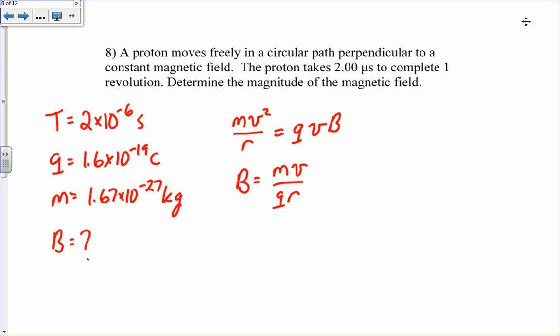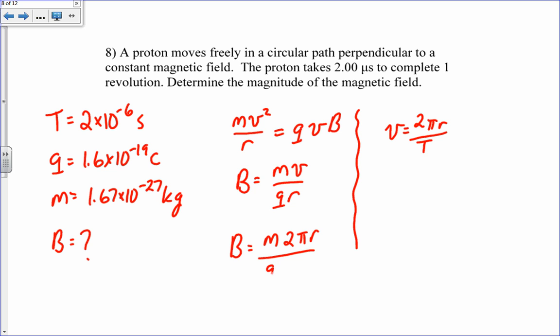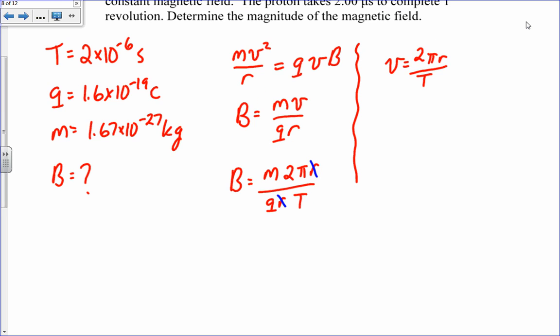I don't have v though, so I need to go over here and find v. I know that v is equal to distance over time. My speed is distance over time. The distance that it travels in one period is equal to the circumference. That's equal to 2 pi r over the period. So that's its speed, and I can plug that in over here. So B then is equal to m times 2 pi r over q r times T. Then the r's cancel. I don't know them anyway. And I can solve now for B because I have everything else.